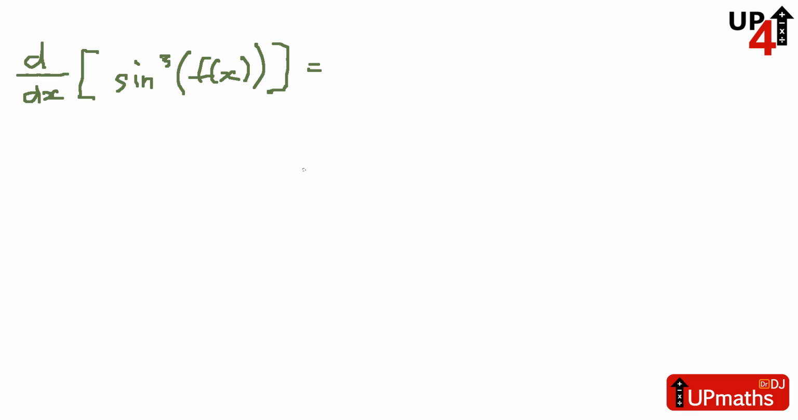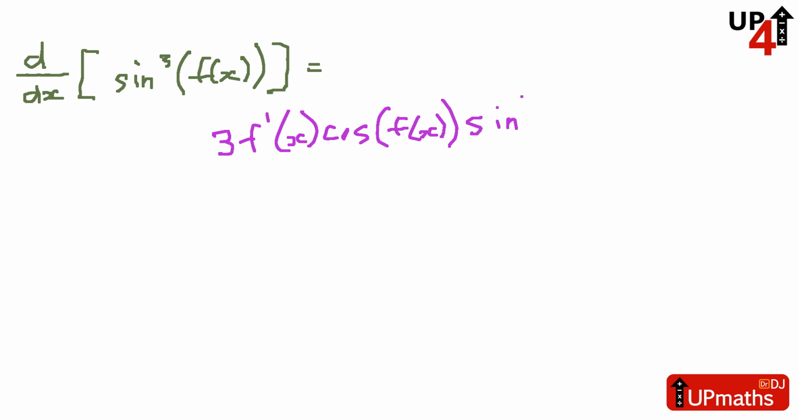How about this one? We're going to use chain rule twice here. And you eventually end up with 3 f dash of x cos of f of x. Maybe I'm using too many brackets, but I'm just trying to be very clear. And then that's times sine squared f of x. So you can probably see where that comes from. That's just differentiating the original.